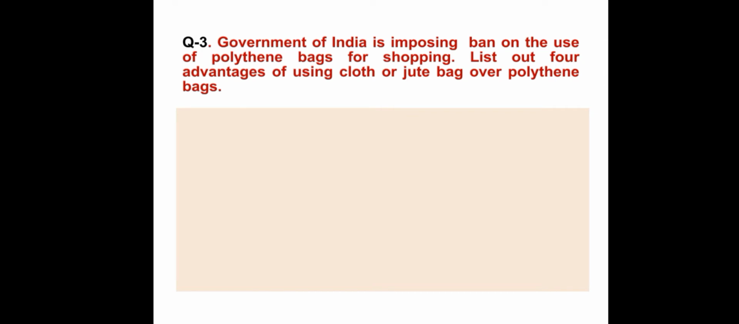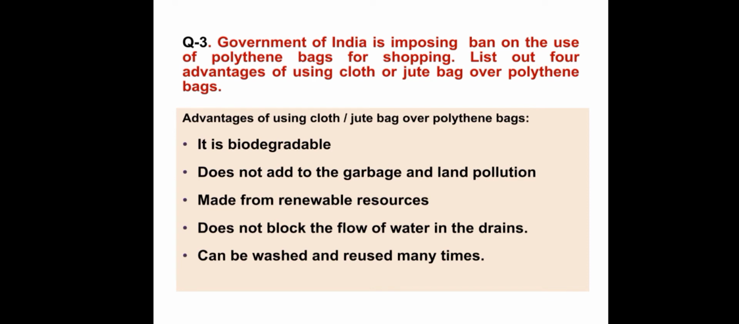Government of India is imposing ban on the use of polythene bags for shopping. List out 4 advantages of using cloth or jute bag over polythene bags. Here are the advantages of using cloth or jute bag over polythene bags. It is biodegradable. It does not add to the garbage and land pollution. Made from renewable resources. Does not block the flow of water in the drains. Can be washed and reused many times.